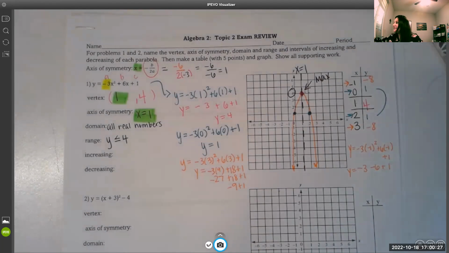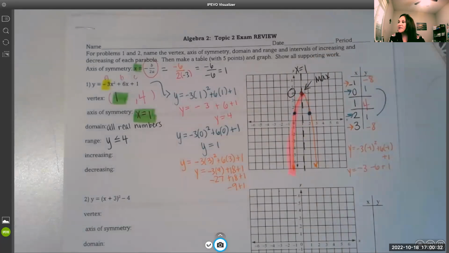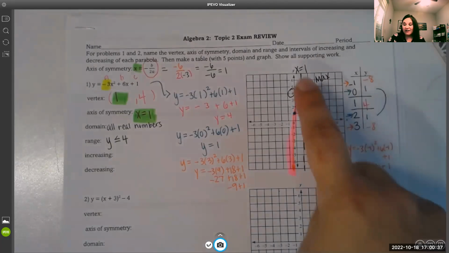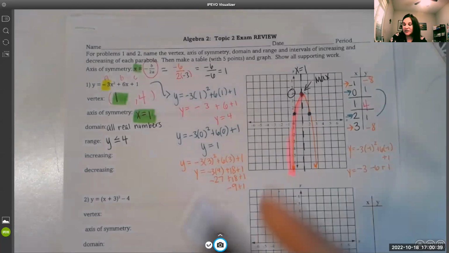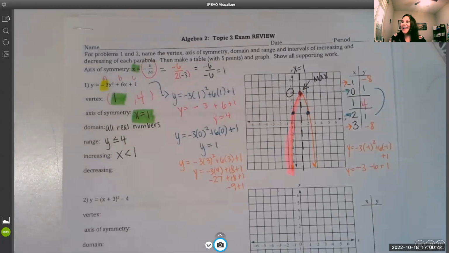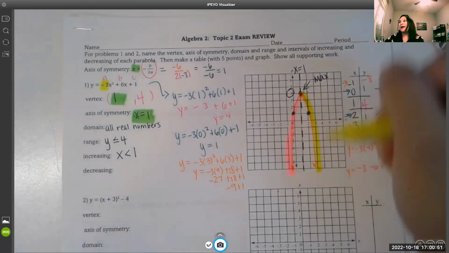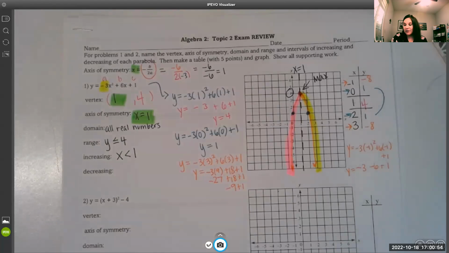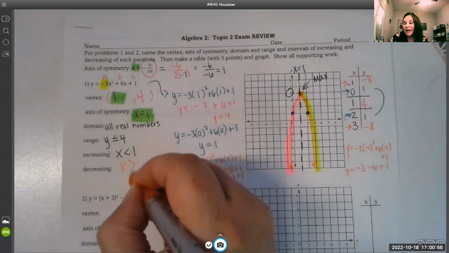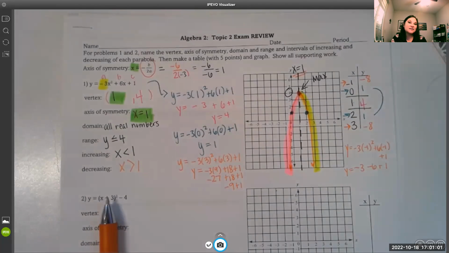Now, my increasing interval would be using x values as I move from left to right. So my graph is increasing on the left side of x equals 1. And so for increasing, I'm going to put x is less than 1. And then for decreasing, that would be once it hits that high point, it starts to drop as I move from left to right. And so I will put x is greater than 1 to describe that part of the graph. And that is graph number 1.